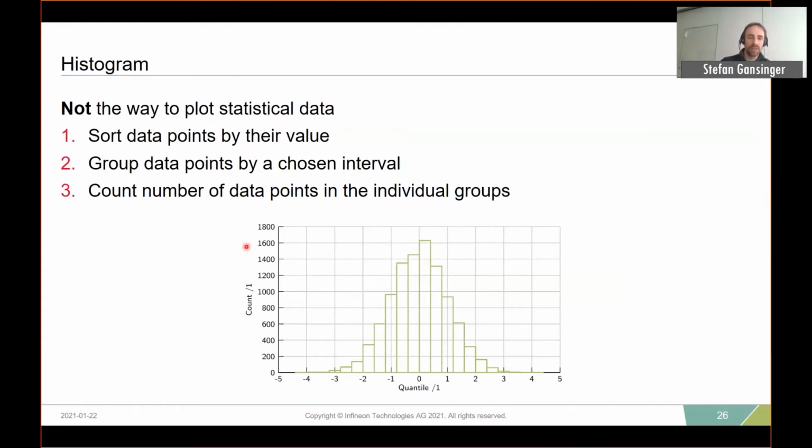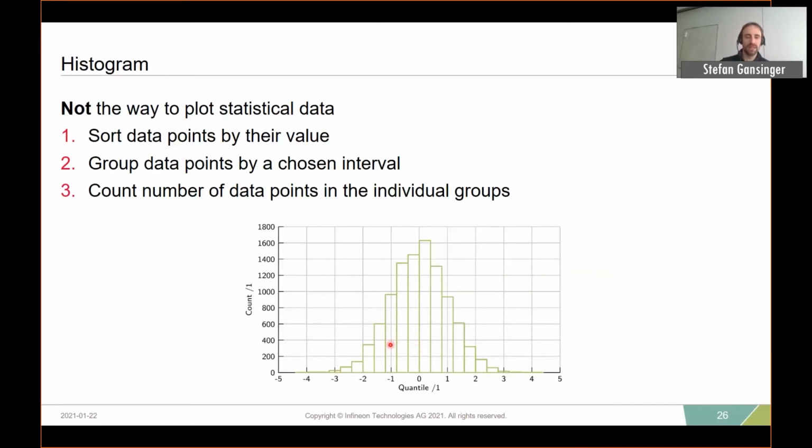Still, how can we generate this type of plot? So assume we have a lot of data which is randomly distributed. To generate this type of plot, we sort this data by their value, so from smallest to largest, for instance. And then we introduce certain intervals or grouping. This means we define an interval size and group all these data points in these intervals. And afterwards, we count how many data points are in a certain interval. And this can be plotted.